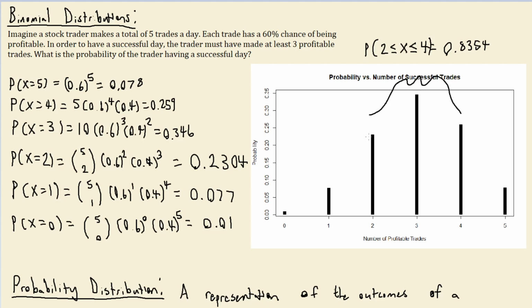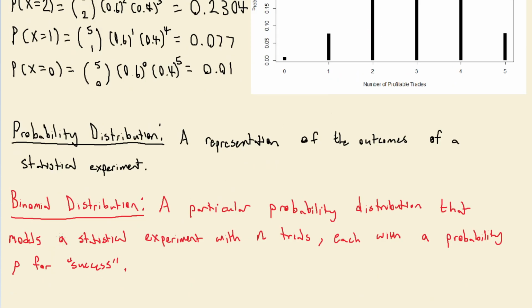Of course, it's going to get more complicated than this, but you can already start to see where this might become useful. So what we're dealing with here is a binomial distribution. This is a particular kind of probability distribution that models an experiment with n trials. In this case, there's 5 trials.